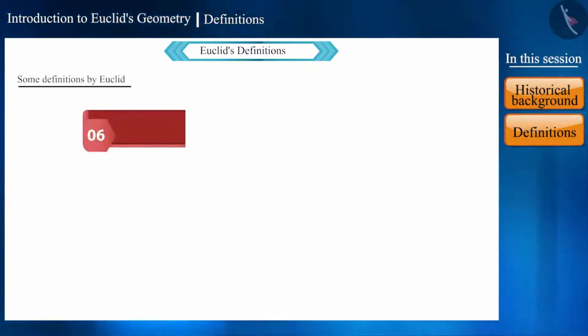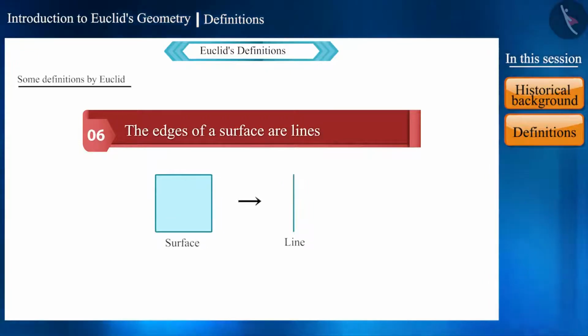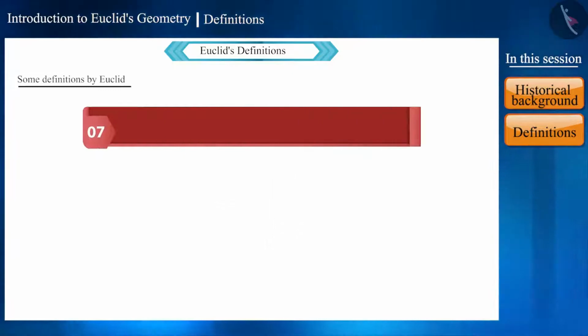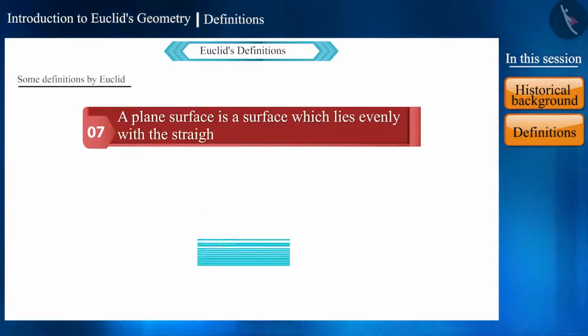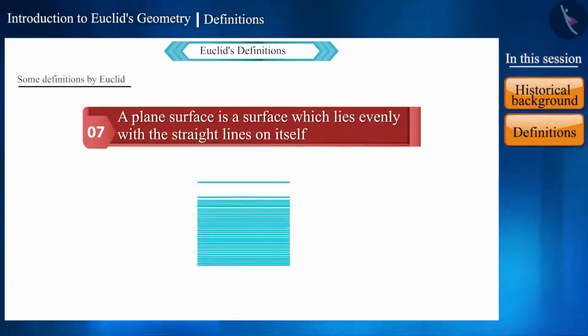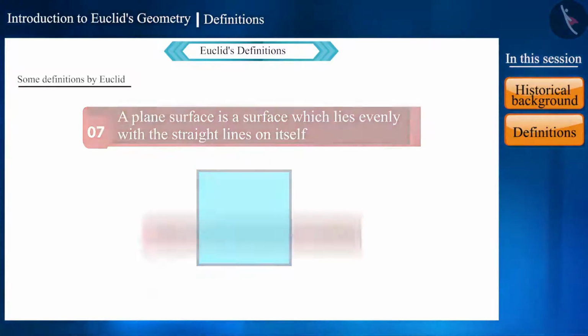The sixth definition says that the edges of a surface are lines, sides, that is, boundaries. And the seventh definition says that a plane surface is a surface which lies evenly with the straight lines on itself. That is, we can say that there are many lines on a surface.